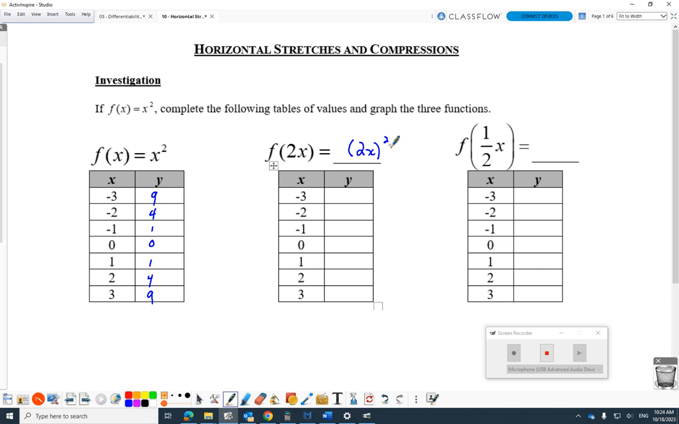2 times negative 3, then square it. 2 times negative 3 is negative 6. Squared is 36. Maybe you need extra steps. Maybe you're going to jam it in your calculator. I'm trying to stay young and do them in my head. I don't know if it's working or not. Next one. 2 times negative 2, all squared. 2 times negative 2 is negative 4. Squared is 16.